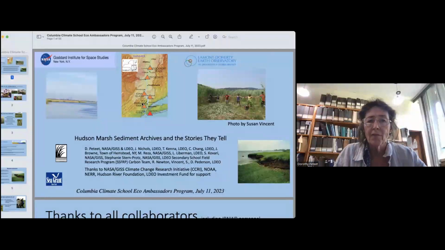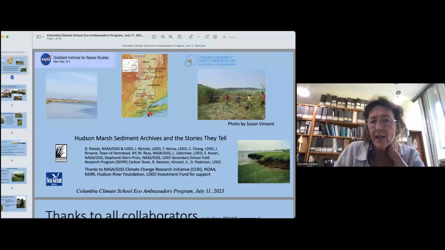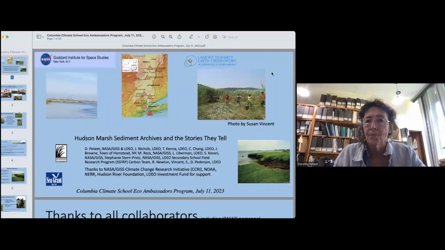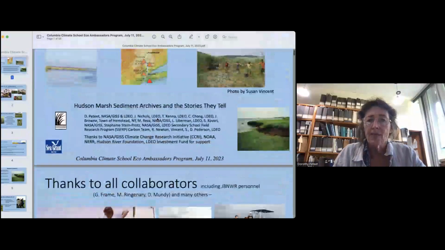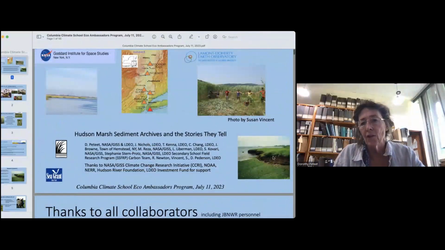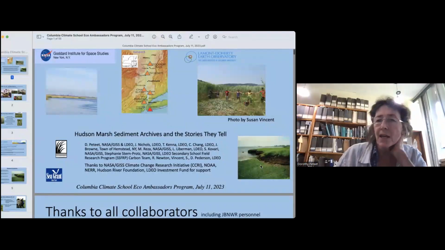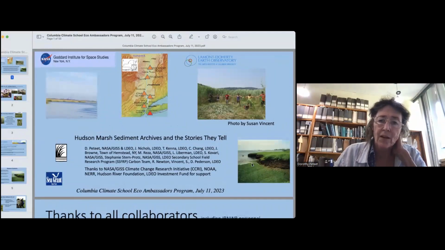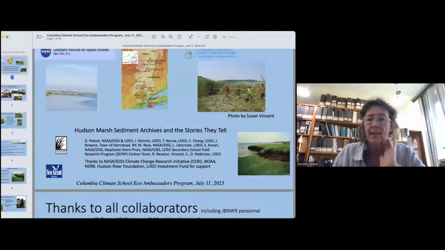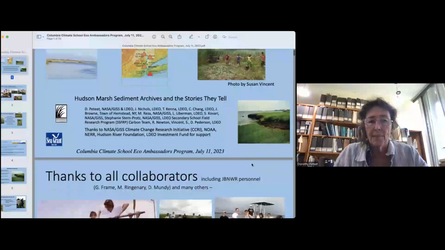So I want to focus really in this talk on Jamaica Bay. If any of you have been to JFK Airport, it's a marsh right by JFK, and Piermont Marsh, which sits right next to Lamont. And this photo on the right there is of an eroding marsh. And I want to tell you how that's really important for understanding carbon and the carbon cycle and what's happening.